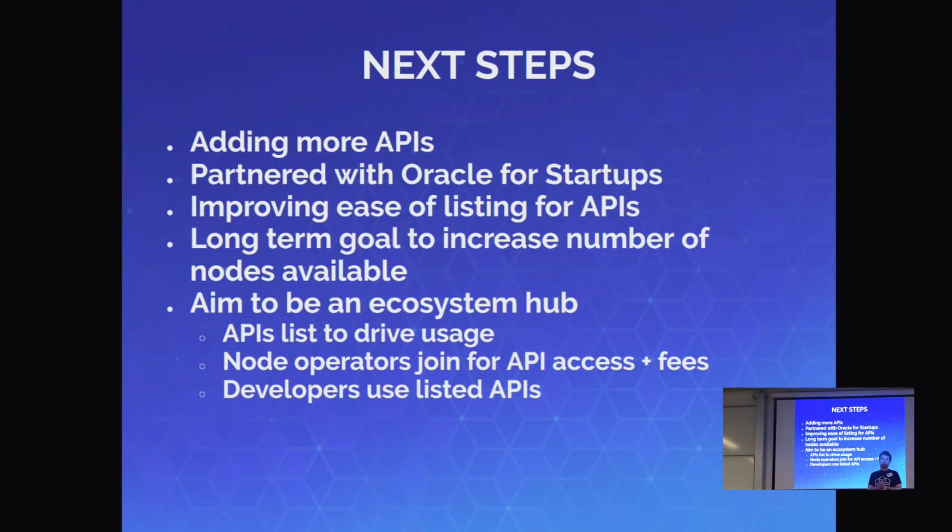And the end goal really is to be an ecosystem hub where you have APIs listing because developers are there to find APIs to use. You have node operators joining because they won't lose money. They'll be connected to all these APIs without having to pay subscription fees. And developers go there because they know that there are APIs that are decentralized, and provided by a large number of nodes as well.